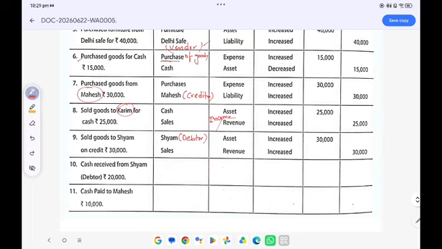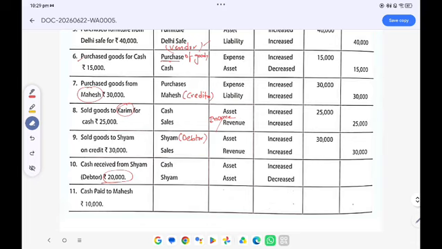Cash received from Sham, debtor, 20,000. So we have received cash from Sham. You can see cash and the Sham account. Receiving cash means an asset. Sham is also an asset. Why? Because he is the debtor. So the asset cash is increased. Sham is decreased because he paid off. So we reduce his amount by 20,000.